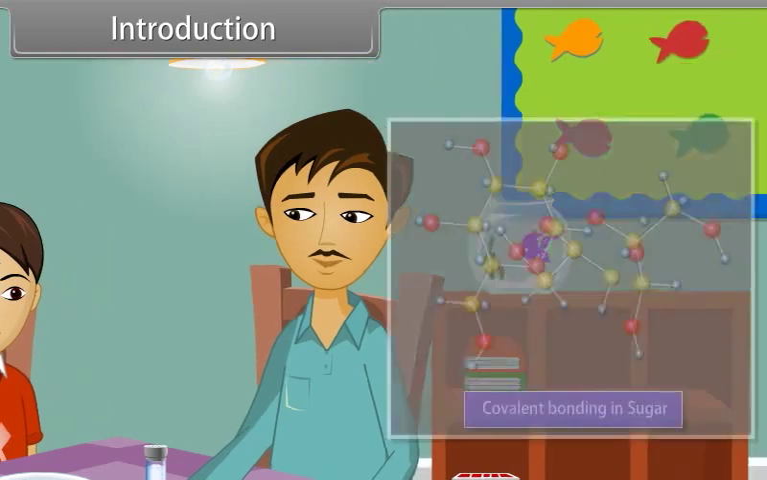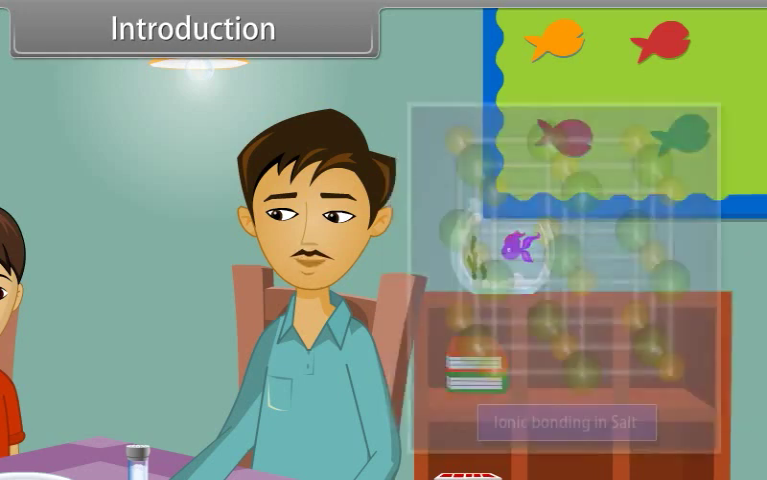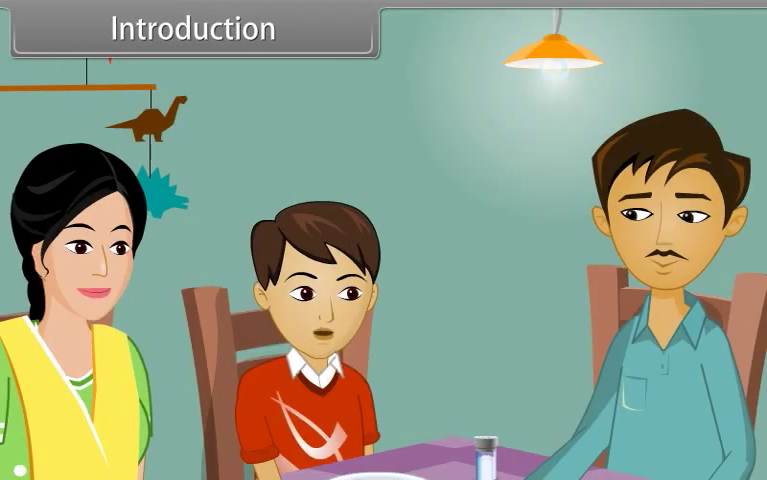I will tell you. Every structure depends upon the nature of chemical bonding between them. In sugar, there is covalent bonding in the molecules, whereas in salt, there is ionic bonding in the molecules. Okay, Father. I got the reason and I want to know some more about that. Students, today we will study more about the chemical bonding and molecular structure.